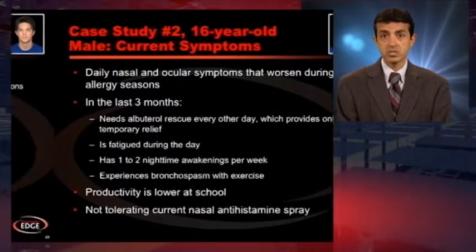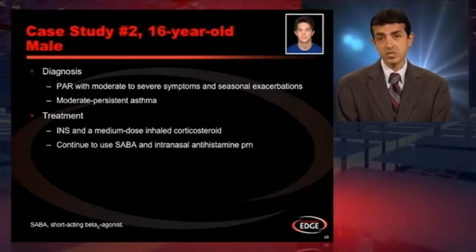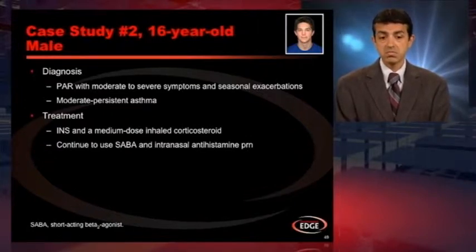So the diagnosis in this patient at a minimum would be perennial allergic rhinitis with moderate to severe symptoms and with seasonal exacerbations. It's also important to realize this is the one airway patient. He also has involvement of the lower respiratory tract, and based on his FEV1, it falls into the moderate persistent category. Treatment would include potentially an intranasal steroid with a medium dose inhaled corticosteroid for his underlying asthma. The patient can continue to use a short-acting beta agonist and intranasal antihistamine as needed.